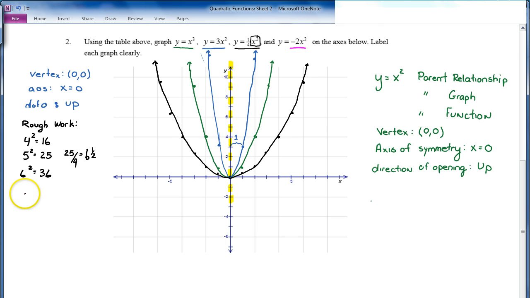So before we go on, let's just write our information down for the black curve, y equals 1/4 x squared. The vertex is 0, 0. The axis of symmetry is x equals 0, and the direction of opening.